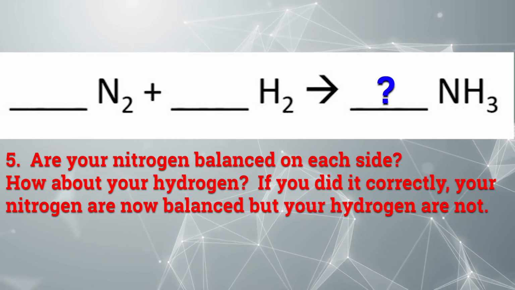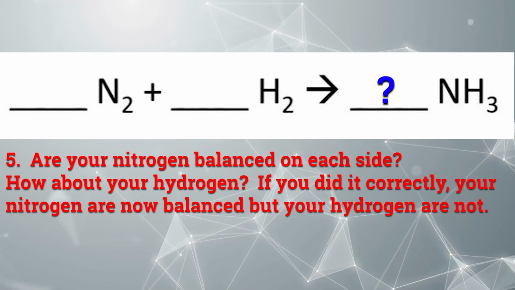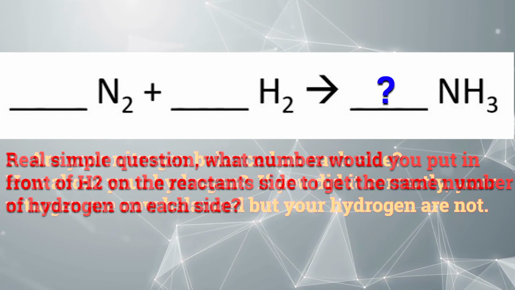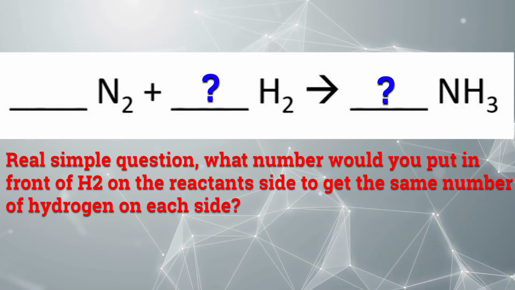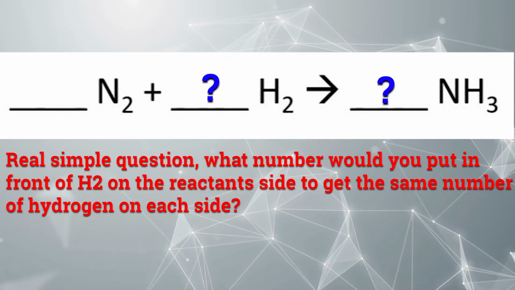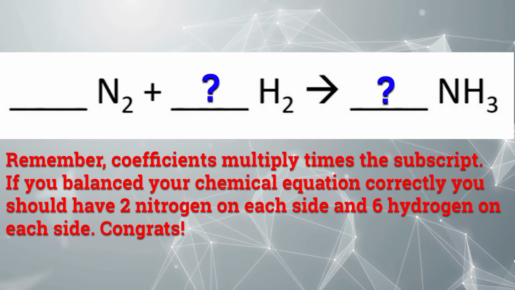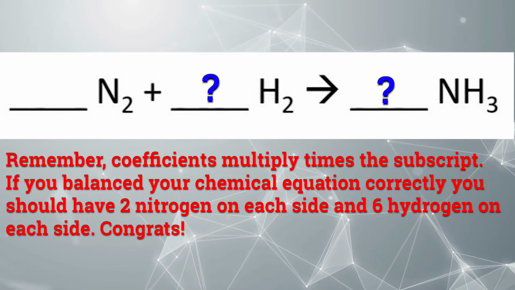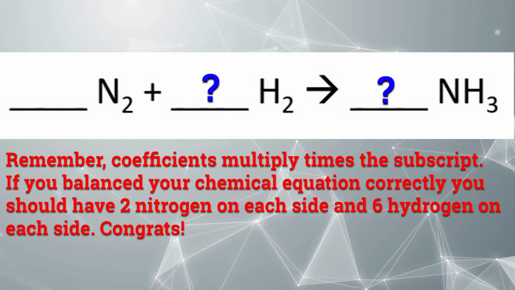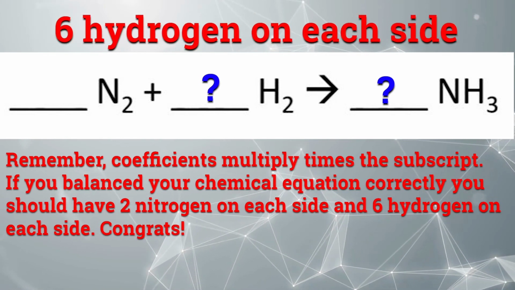If you did it correctly, your nitrogen are now balanced, but your hydrogen are not. Real simple question. What number would you put in front of H2 on the reactant side to get the same number of hydrogen on each side? Remember, coefficients multiply times the subscript. If you balance your chemical equation correctly, you should have 2 nitrogen on each side and 2 hydrogen on each side. Congrats, you just balanced your chemical equation.